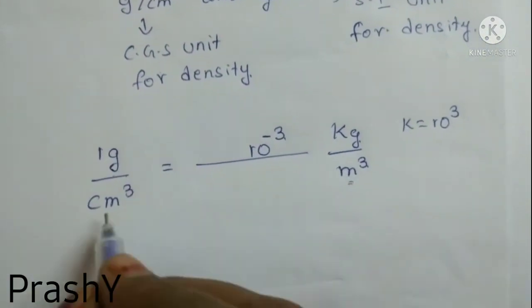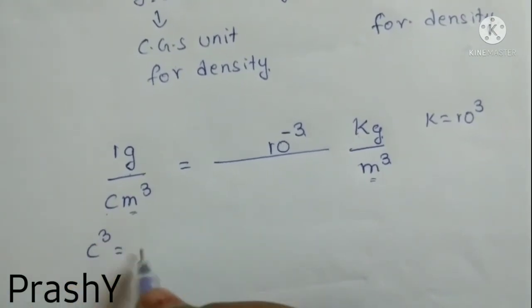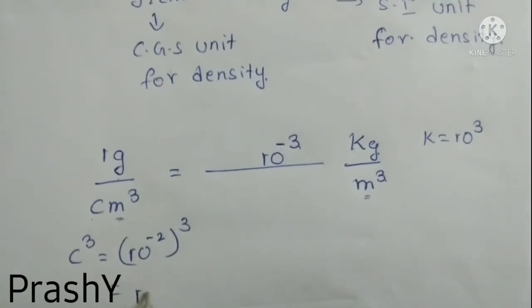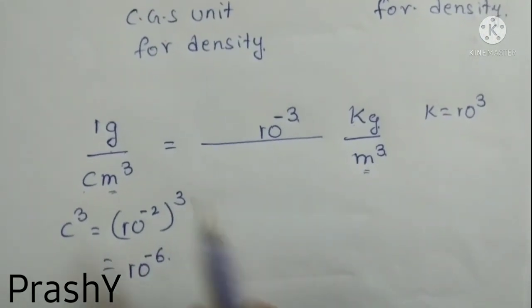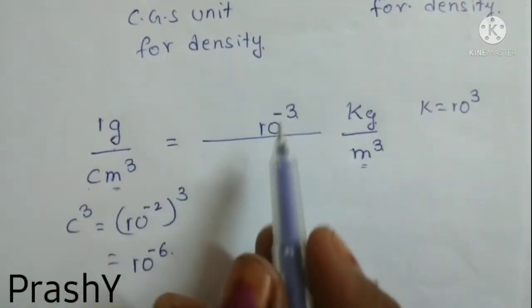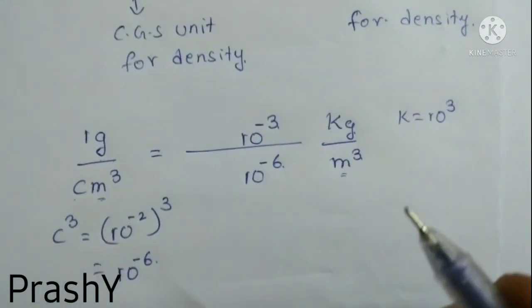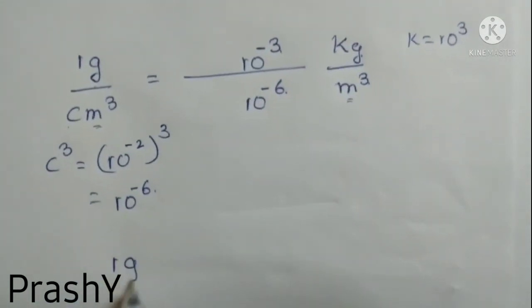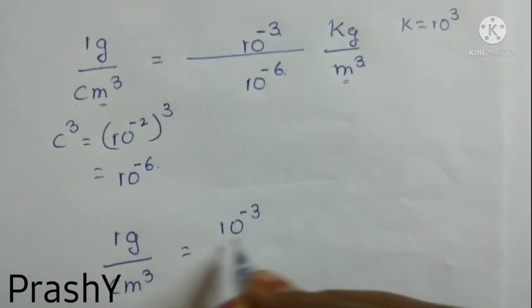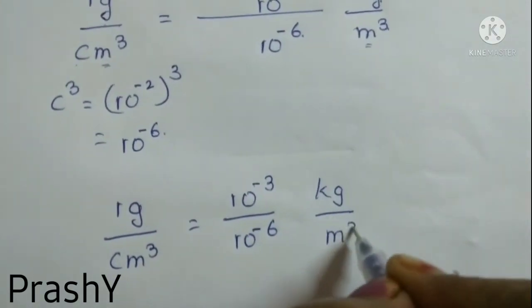Now here meter cube, centi also contains cube. So centi cube, centi value is 10 power minus 2 whole cube. So you will get 10 power minus 6. That is centimeter cube. So centimeter cube is on the left hand side. So you have to write the number as it is. So 10 power minus 6. Right? Now finally I get 1 gram per centimeter cube is equal to 10 power minus 3 by 10 power minus 6 kg per meter cube.